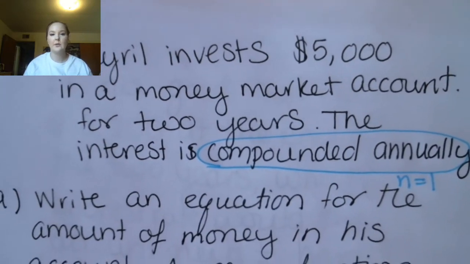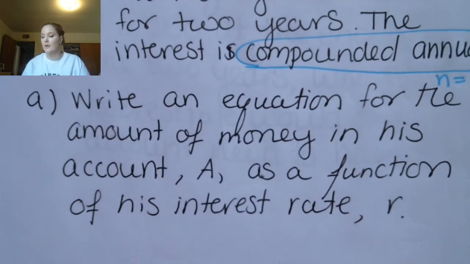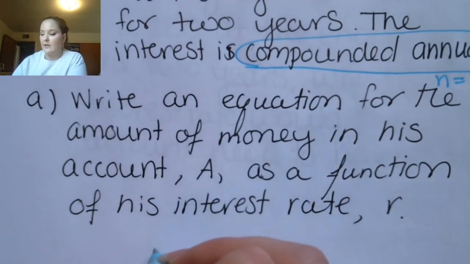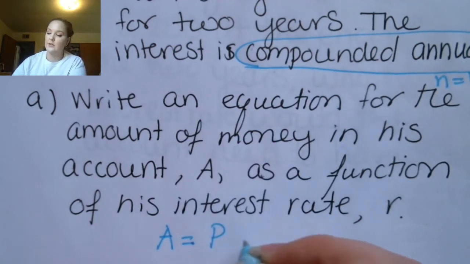So we're going to write an equation for the amount of money in his account A as a function of his interest rate R. So we're going to look at what we had on the previous page.